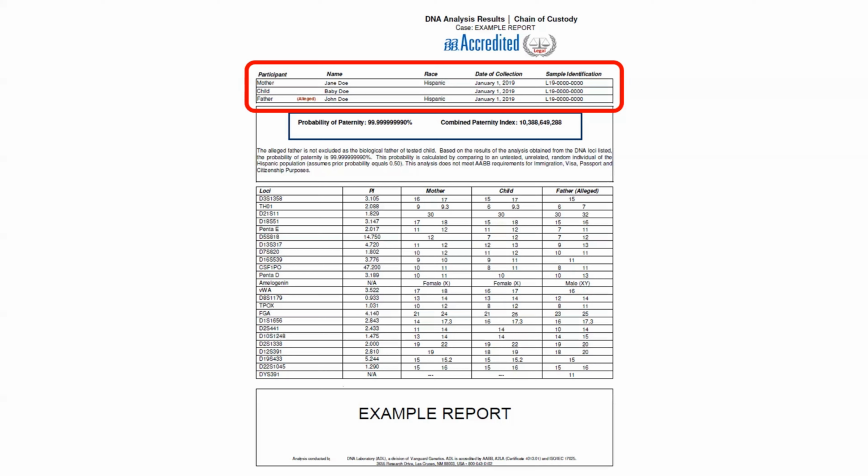We can always do this with just the father and child if the mother's not available, but if the mother is available and would like to test, she can always test to help out the results for the DNA test for no extra cost for a paternity test.